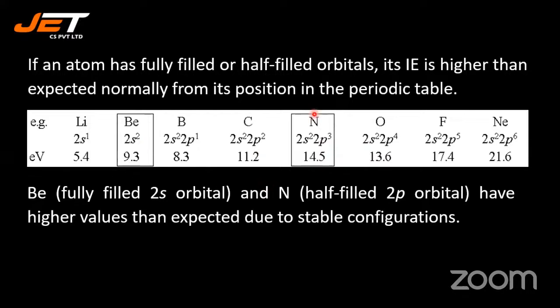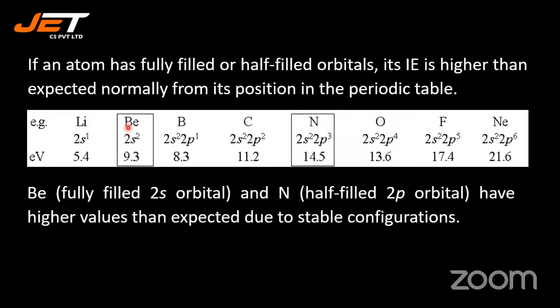Nitrogen has a half-filled orbital. Okay, so half-filled 2p orbital. So it has a semi-stable configuration. Like in government job examination, there are two exams. One is the basic, then is the mains. So it has already cleared basic.